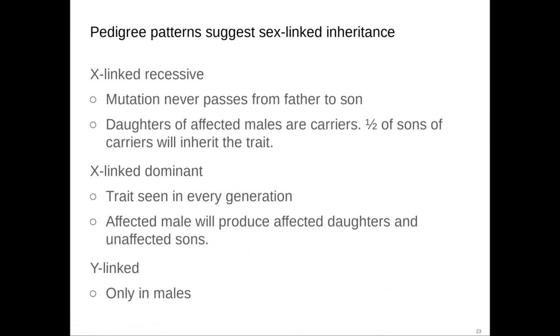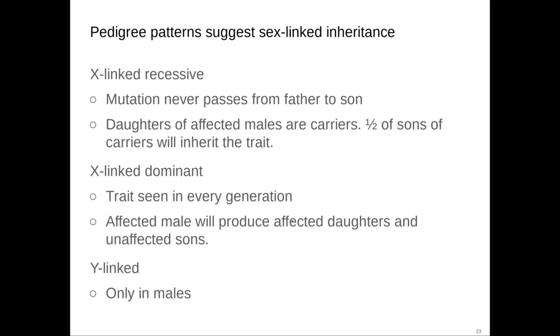So it really depends. Now, we can actually use our pedigrees that we discussed last class and the class before to understand how things are inherited based upon sex linkage. With X-linked recessive, we basically see that the mutation never passes from father to son, and the daughters of affected males are carriers. And half of the sons of a carrier will inherit the trait. So again, if we're thinking about color blindness, we have a colorblind father, and half of the sons of the carriers will inherit this trait.